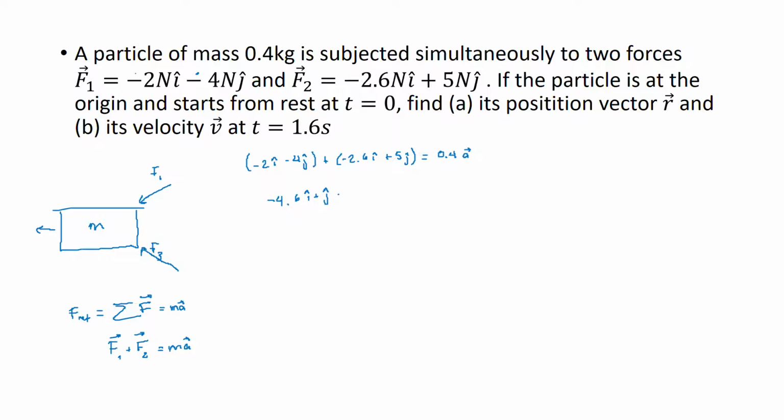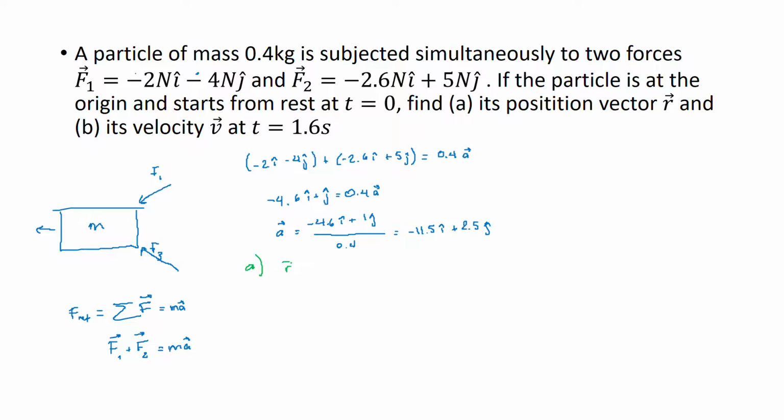plus j. That's going to be equal to 0.4a, and we need to solve for a, so I'm going to be left with minus 4.6i plus 1j, over 0.4, and that's going to be equal to minus 11.5i plus 2.5j. Okay, so this is my acceleration. Am I done yet? No, I just got everything in order for me to compute everything. Let's keep on going. And for part A, I need to find a position vector.